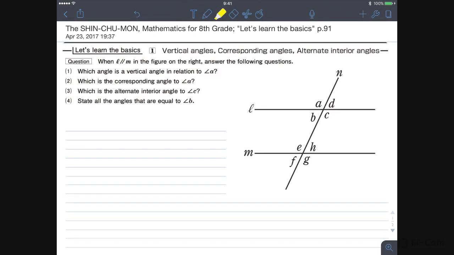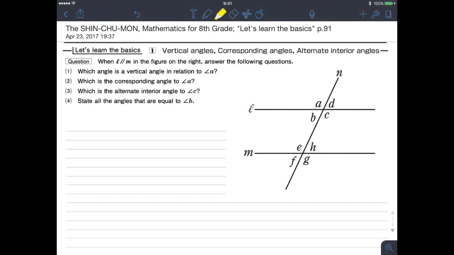In this video, we will be discussing the Let's Learn the Basics section on page 91 of the SHIN-CHU-MON, Mathematics for 8th grade. This section introduces three types of angles that are formed when two parallel lines are intersected by a third line. These angles are vertical angles, corresponding angles, and alternate interior angles. Now let's begin by reading the question.